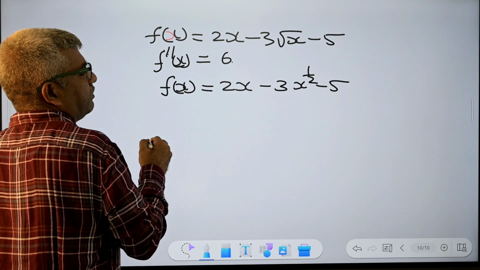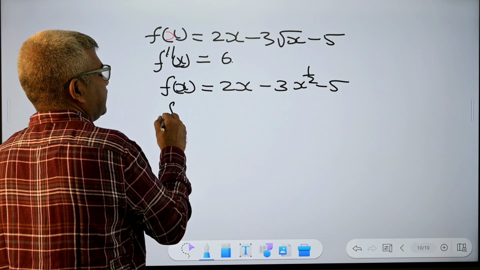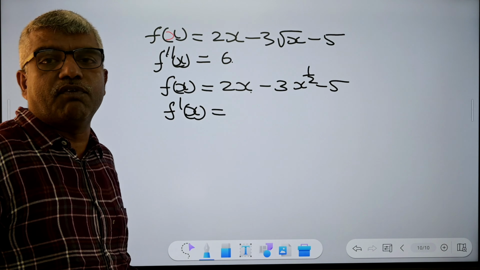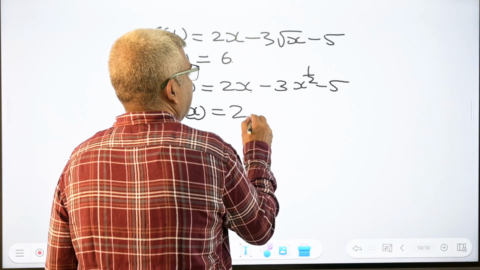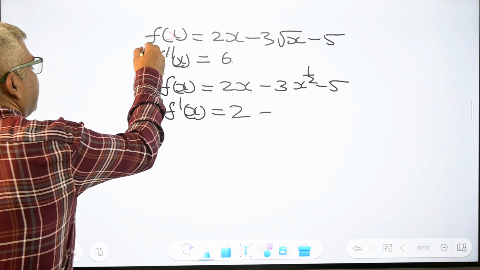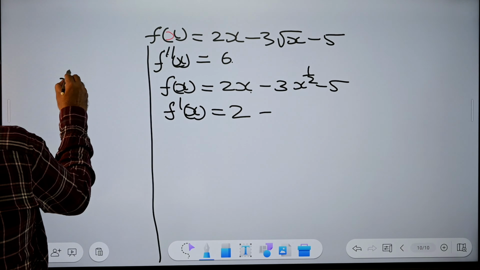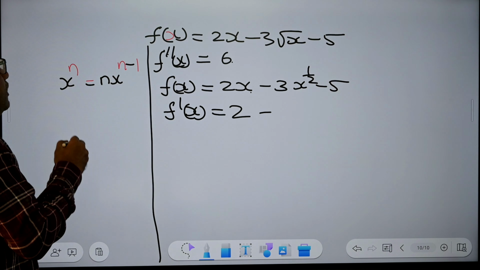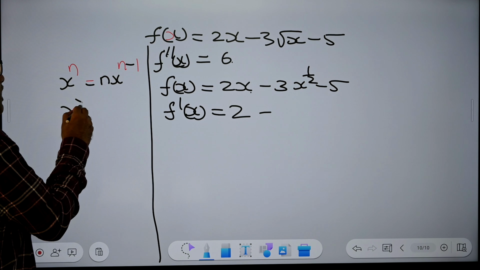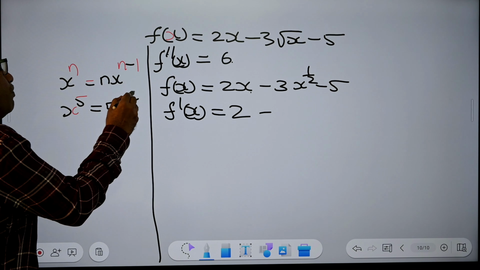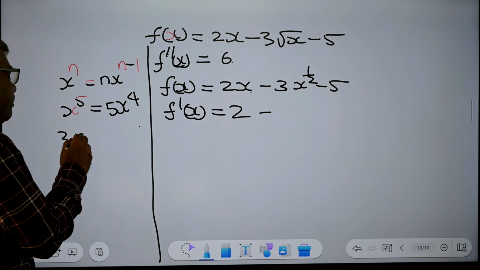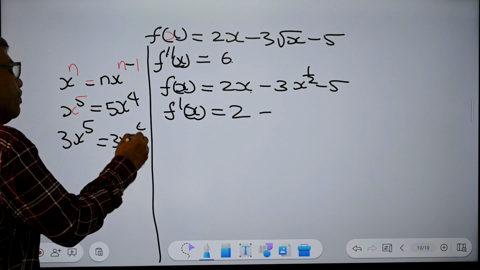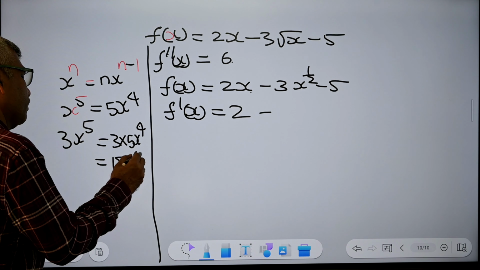Okay. Now, I did only f of x. Then f dash x. 2x, if you differentiate, what will come? 2 only. Minus. Always the differentiation rule, you know that x power n becomes nx to the power of n minus 1. Suppose x power 5 means 5x to the power of 4. Some people will get confused. 3x power 5, what to do? 3 times 5x power 4, 15x power 4.